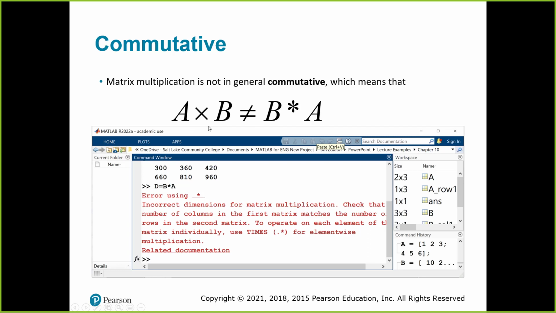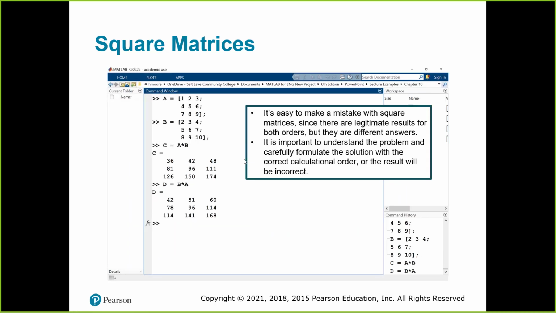You'll get a different answer, unless one of them is the identity matrix. If one of them is the identity matrix, then it doesn't matter direction. They'll equal the same. But if it's not the identity, you can multiply them no matter how you put them in, but you get a different answer both ways. And there's an example of that in the textbook.